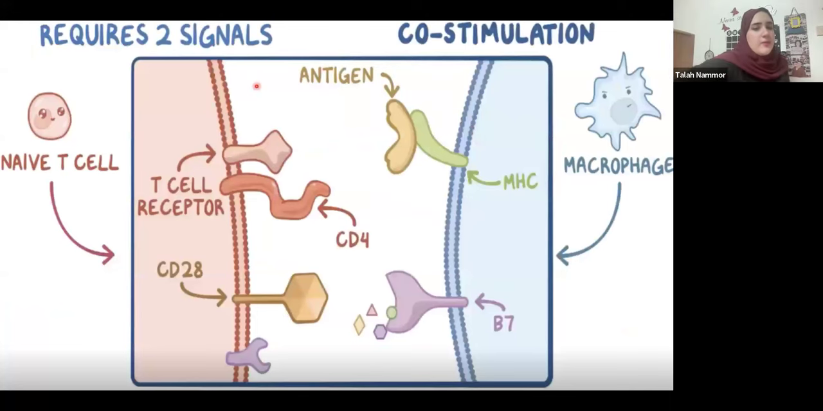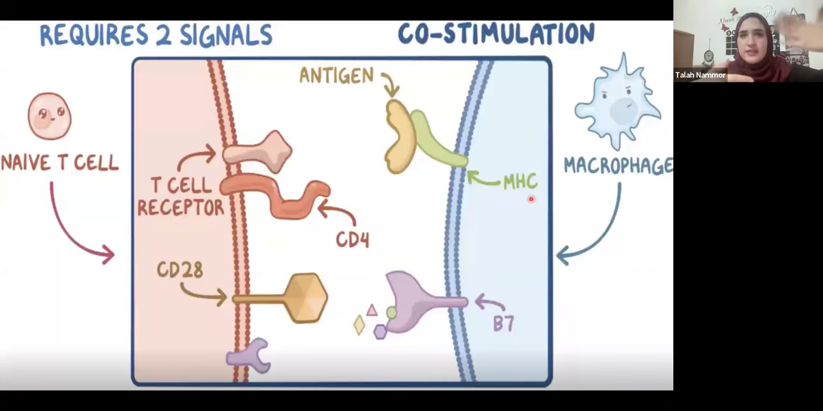Yeah, sure. Basically, for T cells to be activated, there's something called co-stimulation. From the name, co-stimulation, we need to stimulate at the same time. So we're going to have two receptors on the T cell that have to interact with two receptors on the antigen presenting cell. In this case, it's a macrophage. It could be a dendritic cell, whatever, but it's an antigen presenting cell.